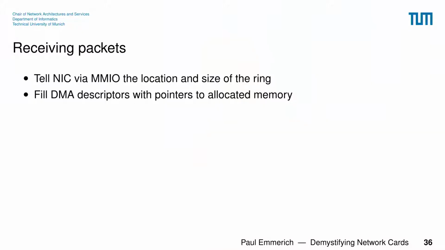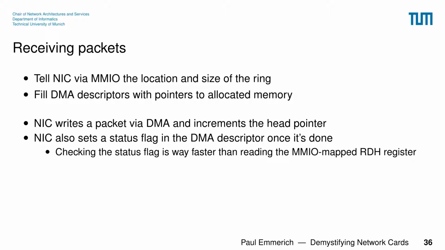So now we want to receive packets. We need to set up this ring. So we tell the network card via memory mapped I/O the location and the size of the ring. Then we fill up the ring with pointers to freshly allocated memory that are just empty. And now we set the head and tail pointer to tell the card that the queue is full, because the queue is at the moment full of packets. These packets are just not yet filled with anything.